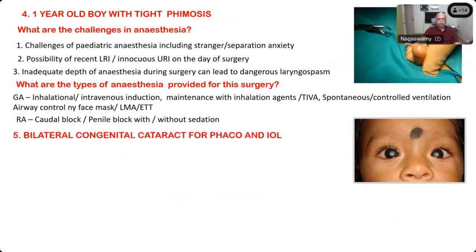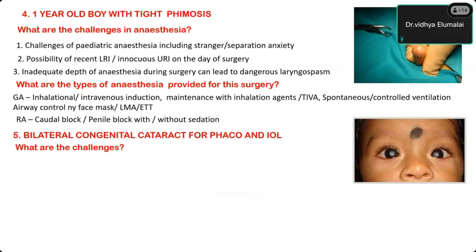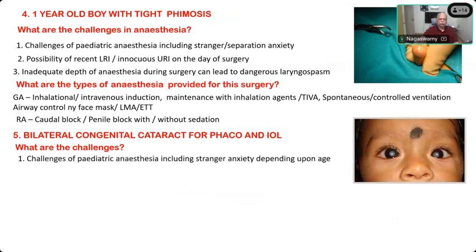This is a case of bilateral cataract for phaco and IOL in a child. Okay. So what are the challenges in this case? So pediatric age group. Always, whenever you have a pediatric child or case, you must first say it is a pediatric age group. So challenges of pediatric anesthesia, including stranger anxiety, depending upon the age. Okay. Then what is the next thing?